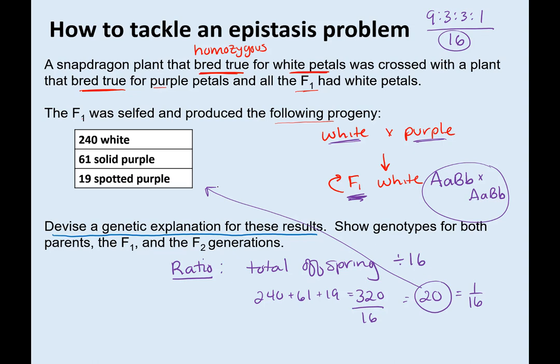And I go back up here and I say, okay, how many times does 20 go into each of these numbers? Well, 240 divided by 20 is 12. And 60 divided by 20 is about 3. And 19 divided by 20 is about 1. So you always have to round so that this total is 16. So look, I've got a 12 to 3 to 1 ratio. So let's write that down. 12 to 3 to 1 ratio.